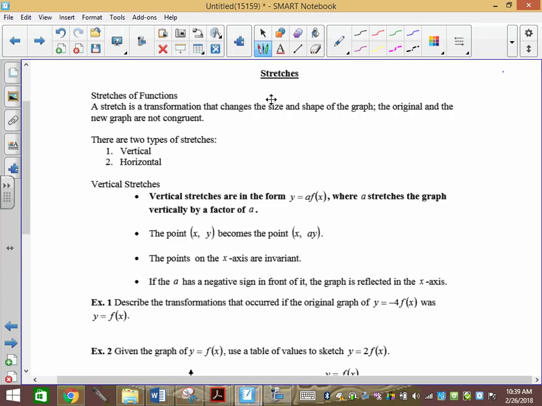We have stretches of functions. A stretch is a transformation that changes the size and the shape of the graph. The original and the new graph are not congruent. They don't look the same. There are two types of stretches.